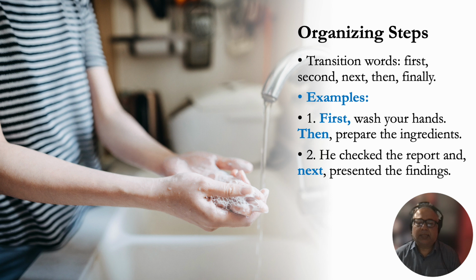Okay, organizing steps. So when there are things in sequences, let's say you're teaching somebody how to cook a special dish, you will need to use transition words. Some examples are, first, wash your hands, then prepare the ingredients, right? He checked the report and next presented the findings. So these are organizing transition words.